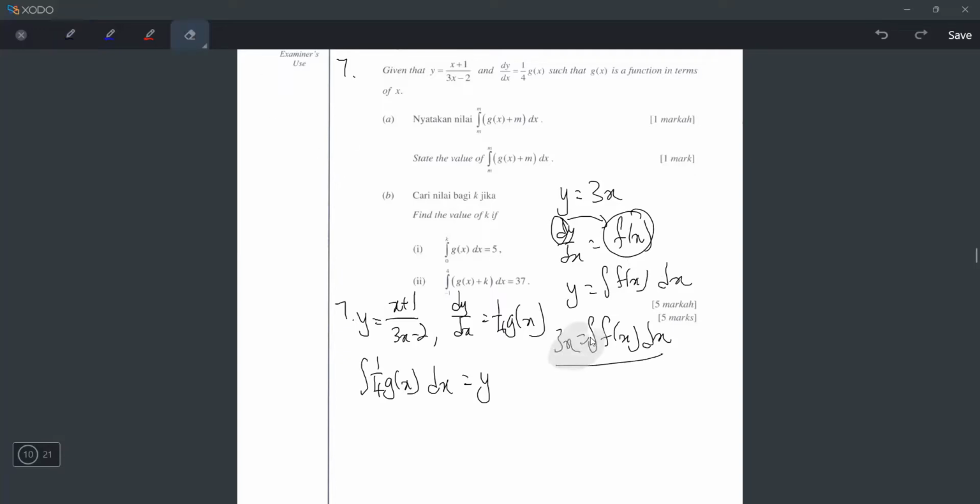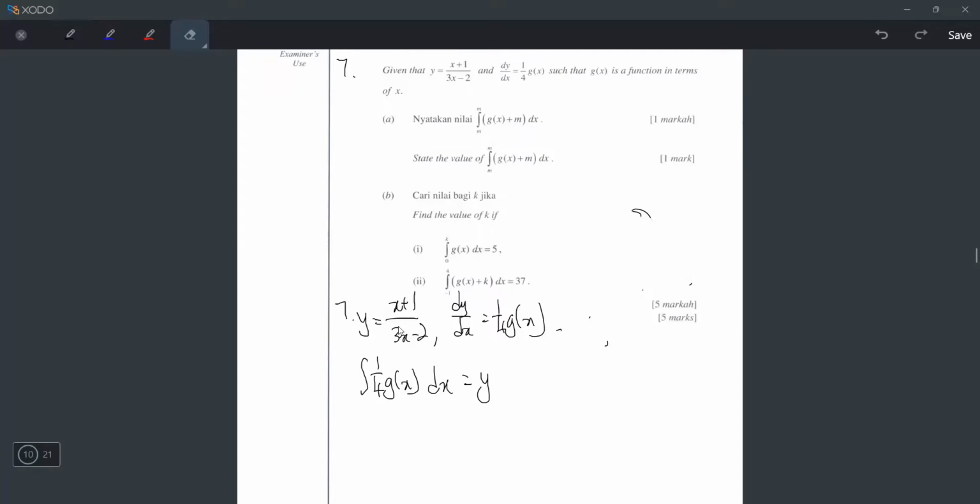All right. So if you look here, they say differentiate x plus 1 over 3x minus 2, you will get 1 over 4 g(x). It means integrate 1 over 4 g(x), you will get back y, which is x plus 1 over 3x minus 2. Okay, and then they say g(x) and so on. And then part a, now only they ask you to find what? State the value of the integral of g(x) plus m dx. Okay, the answer is 0.